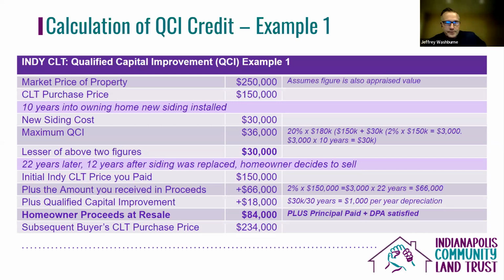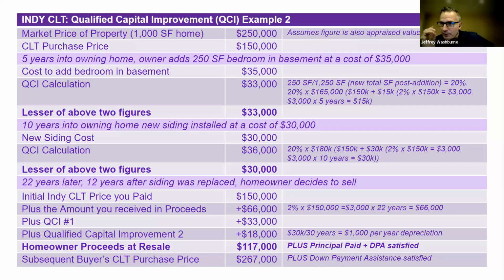Next. In this next example, it gets into the details even a bit more. This is taking into example that maybe over the life of my ownership, I want to do a couple things. And so same scenario with that $250,000 home, but 5 years into owning the home, let's assume that I want to add a new bedroom in the basement at a cost of $35,000.